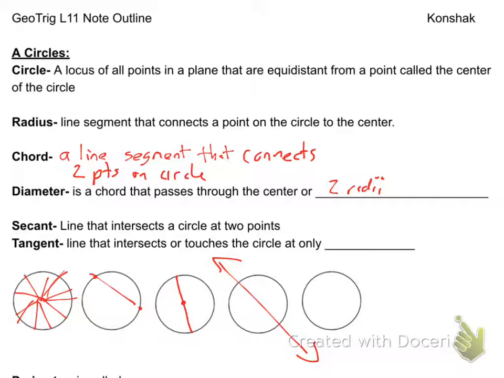Is everybody kind of okay with that? Yes, sir. Then we move on to tangent. The tangent is a line that intersects a circle or touches a circle only once. So, that is a tangent line. That is tangent to the circle. Okay? So if I'm tangent to the circle, I am touching the circle in one spot.